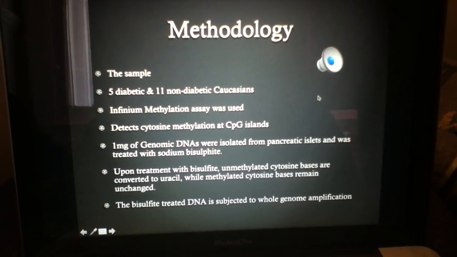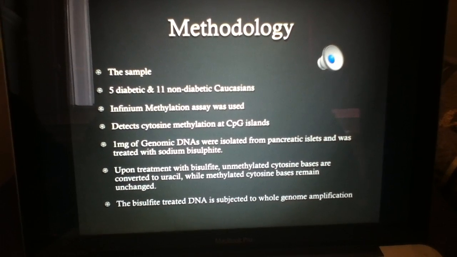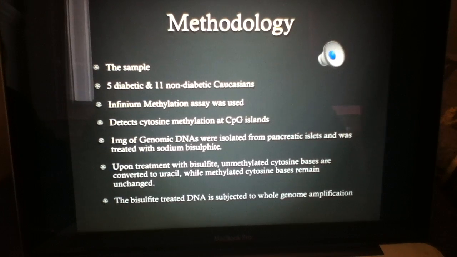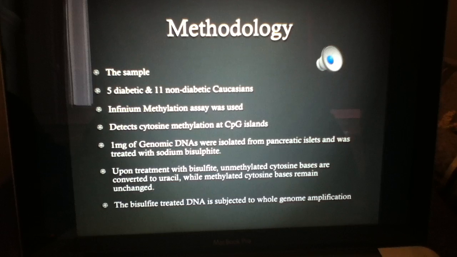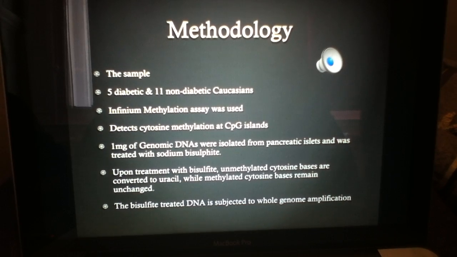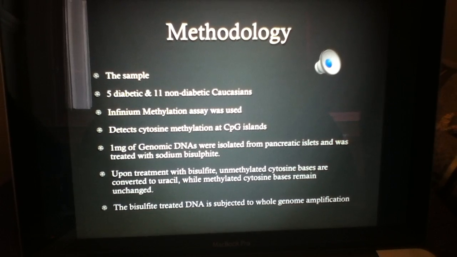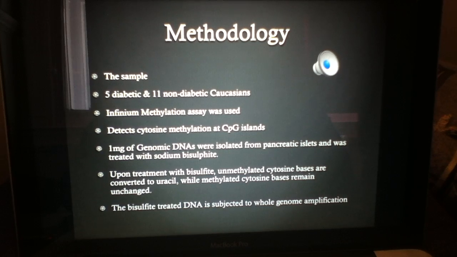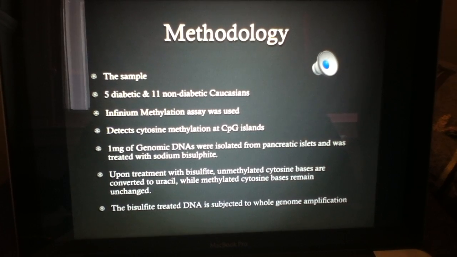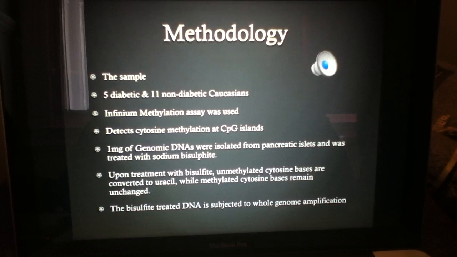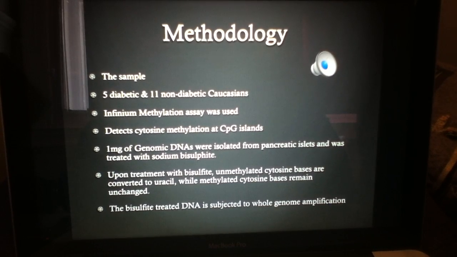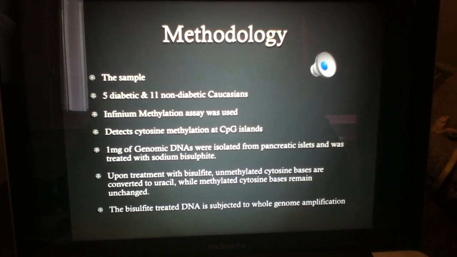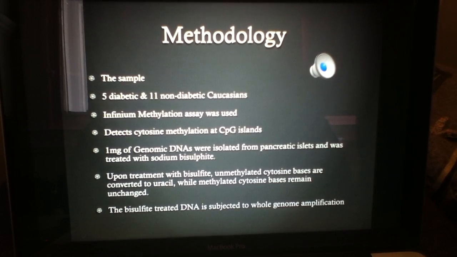Samples used for this experiment were obtained from 16 cadavers of similar age, ethnicity, and BMI. It consists of 5 diabetics and 11 non-diabetic Caucasians. To perform DNA methylation profiling, the newly developed Infinium methylation assay was used. The assay detects cytosine methylation at CpG islands based on highly multiplexed genotyping of bisulfite converted genomic DNA, which is placed on a bead chip.